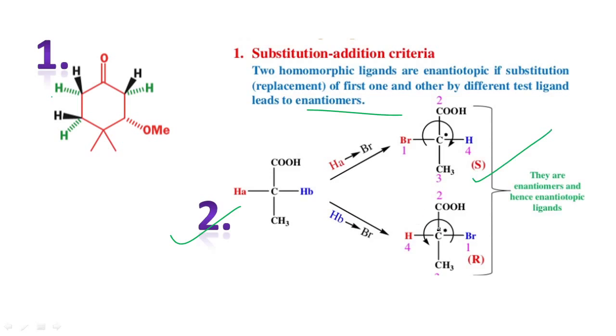Similarly, when you substitute HB by bromine, the rotation is in the anti-clockwise direction and the configuration comes out to be R because H is present on the horizontal side.